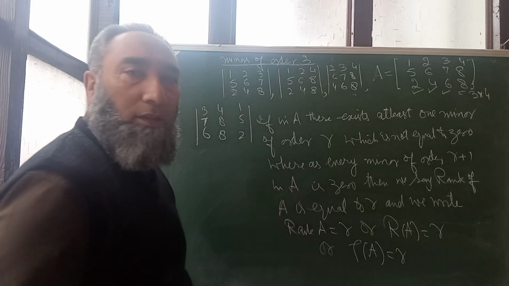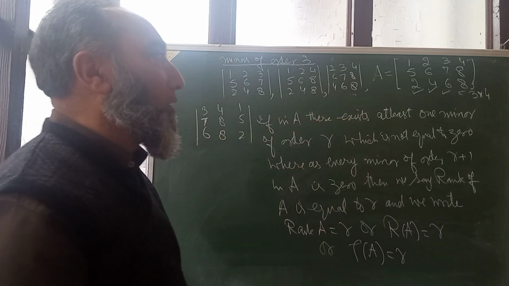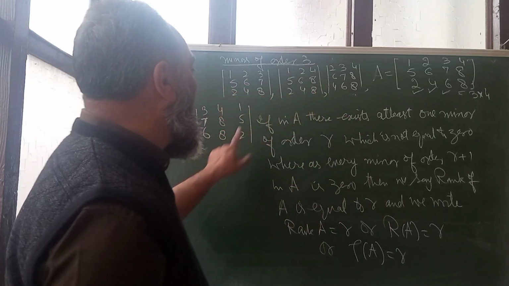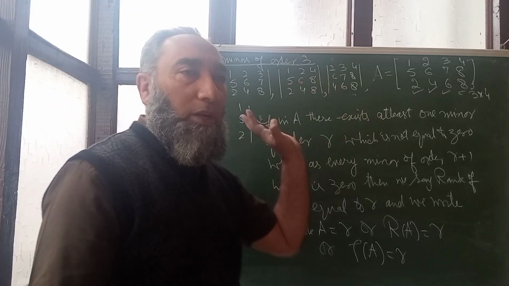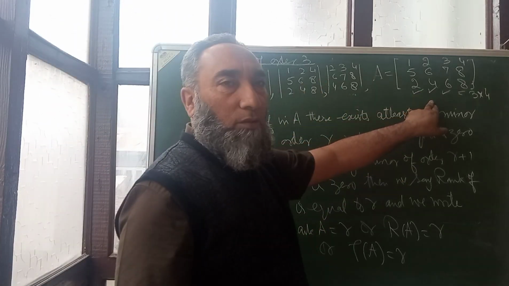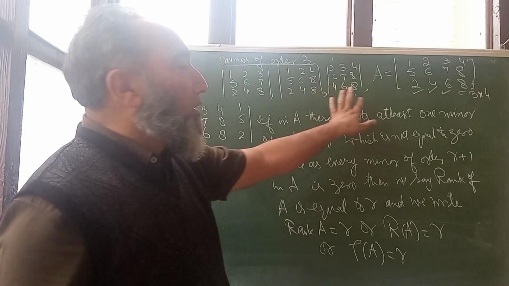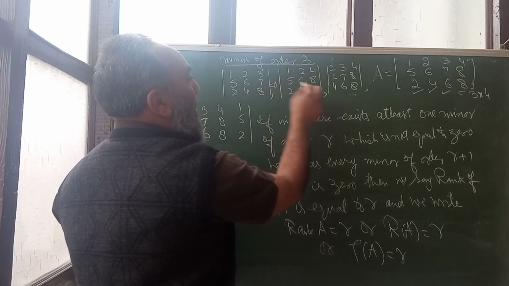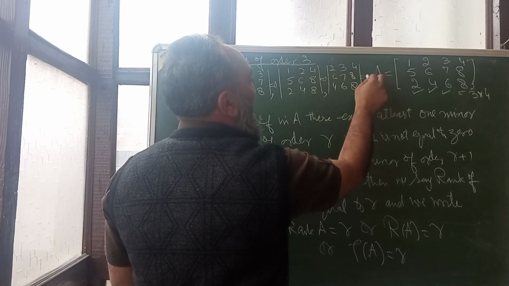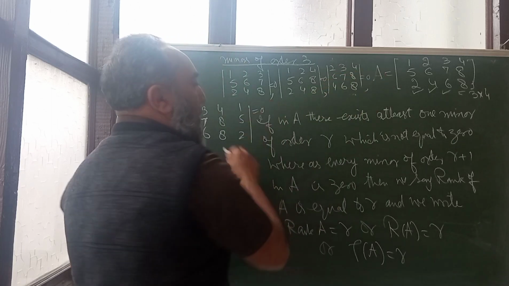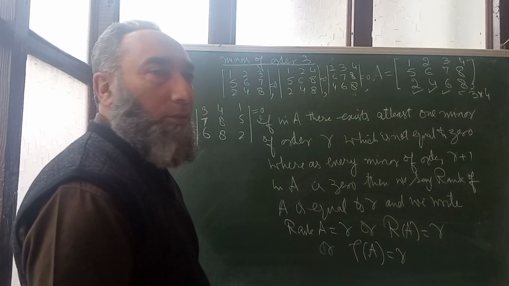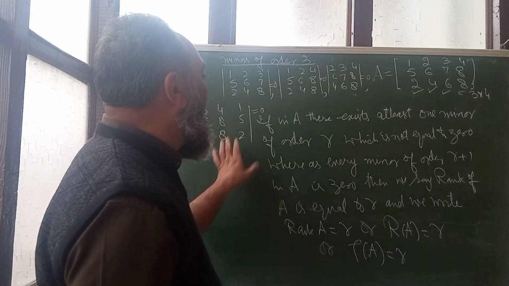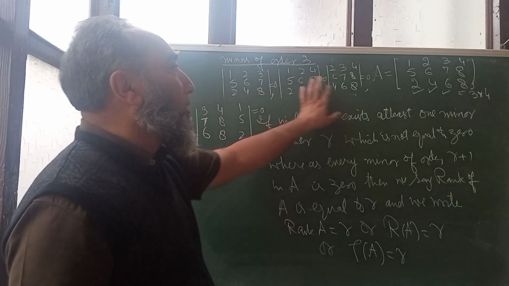Now these are minors of order 3. All the minors of order 3. This is a minor of order 3, minor of order 3, minor of order 3, minor of order 3, obtained from this matrix. And you can see every minor of order 3 in this matrix is 0. You can operate it. You can see every determinant of order 3 is 0.